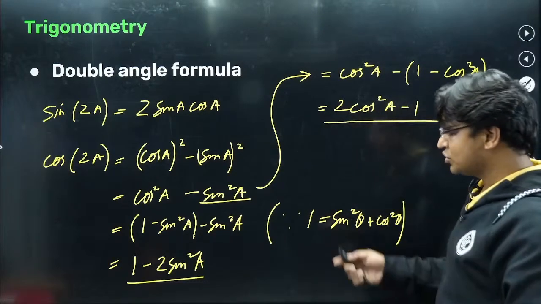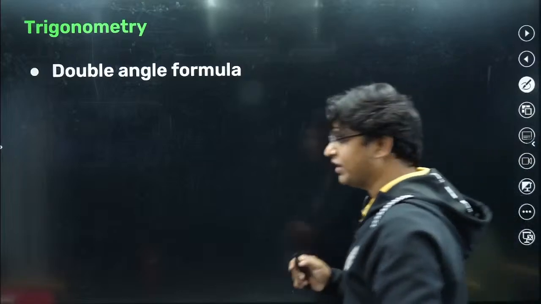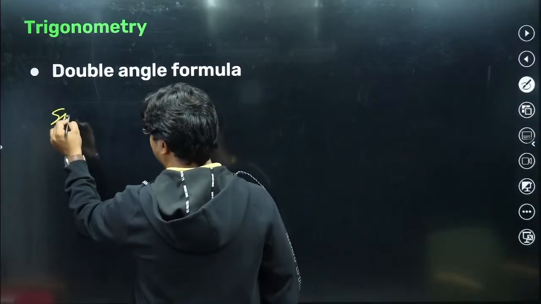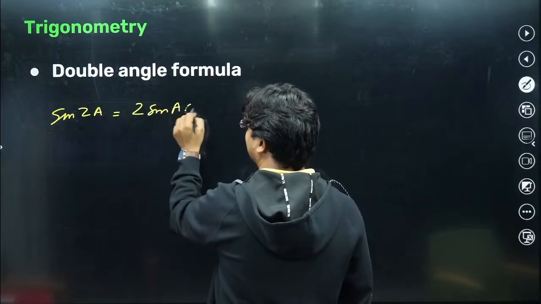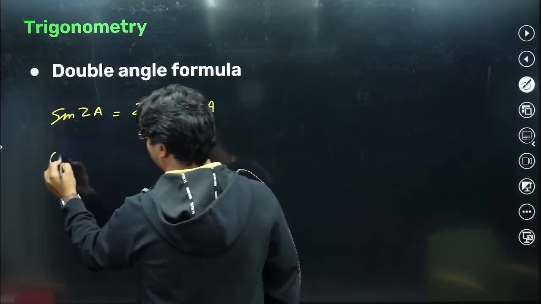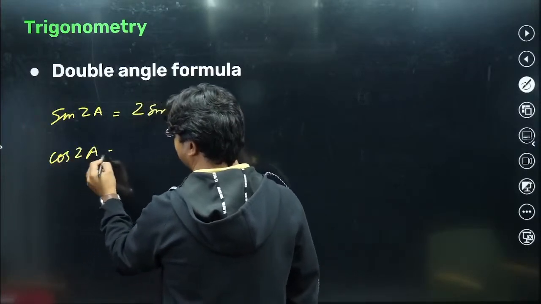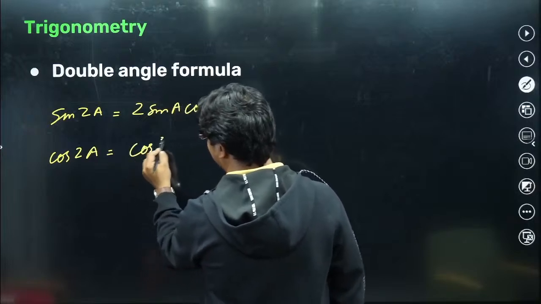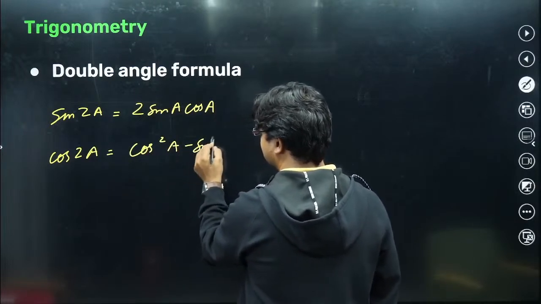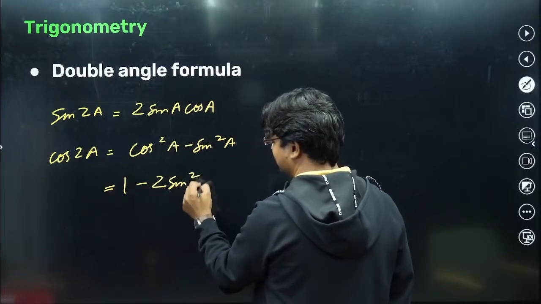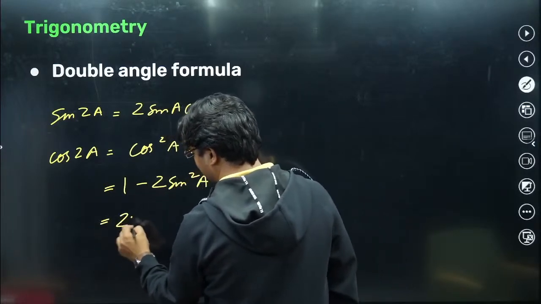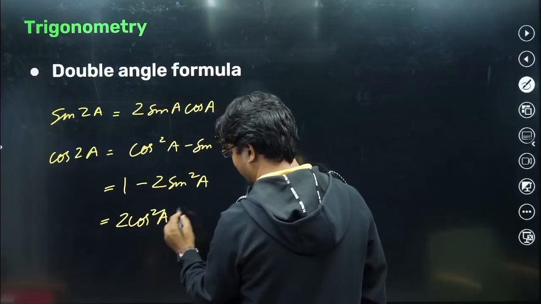So for cos 2A, there are 3 expressions. I'll write them here. Sine 2A was 2 times sine A cos A. Cos 2A, we just noted, is cos square A minus sine square A, which can also be written as 1 minus 2 sine square A, which can also be written as 2 cos square A minus 1.